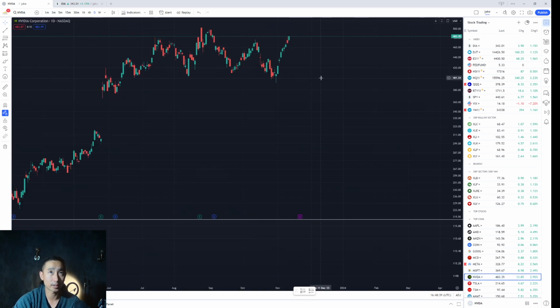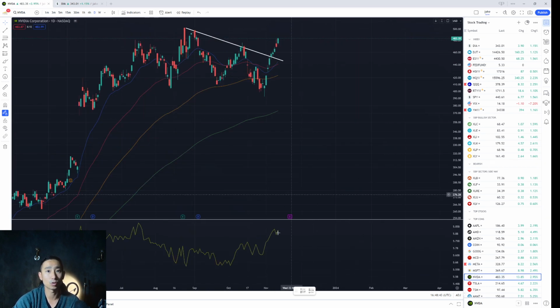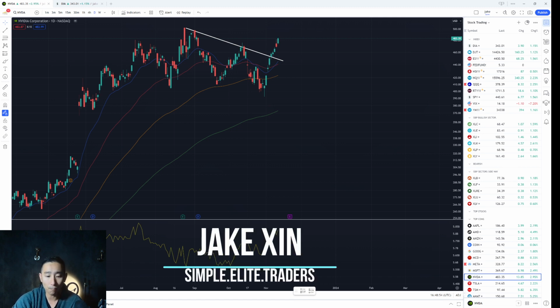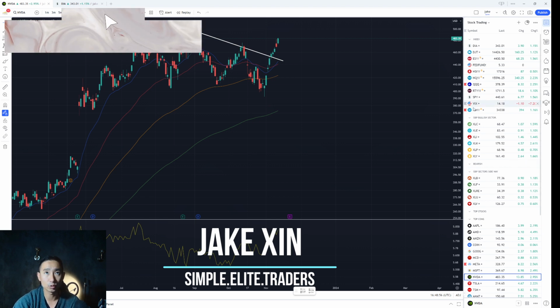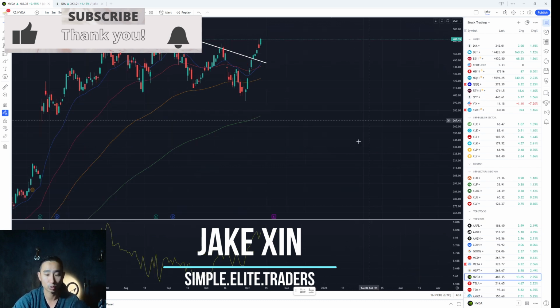Nvidia as well is breaking through the resistance area. You can see also accumulation distribution is bullish. So these two are top of my list to come back, and I will look to be a buyer on that, but I won't buy as an investment. I will only use the trading method to trade that. Apple and Nvidia are top of my list to trade.